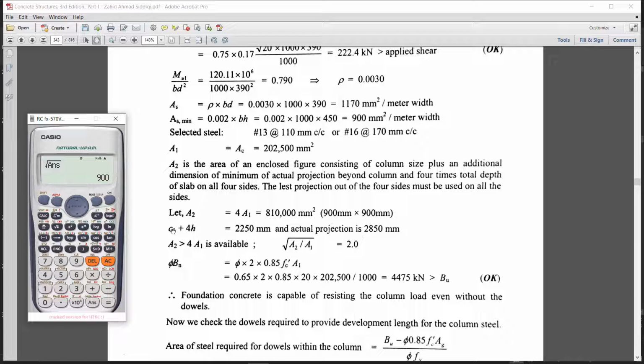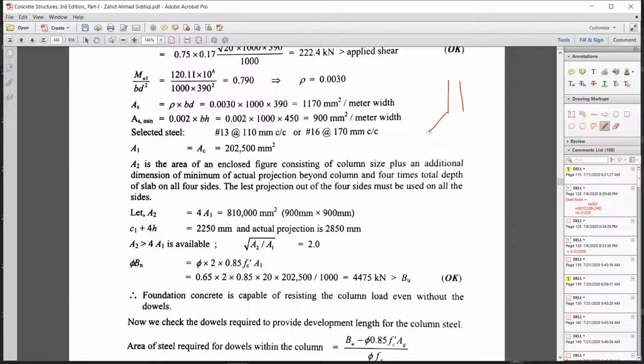Now I will use the formula for the calculation of the actual projection, the loading path that will go to the end of the footing. Here is the footing. Here is the spread of the load from the column to the footing slab, with this law, 1 vertical, 2 horizontal. So what will be this?